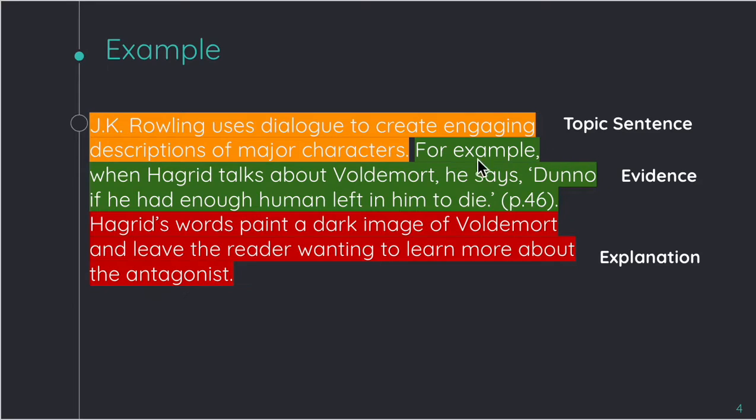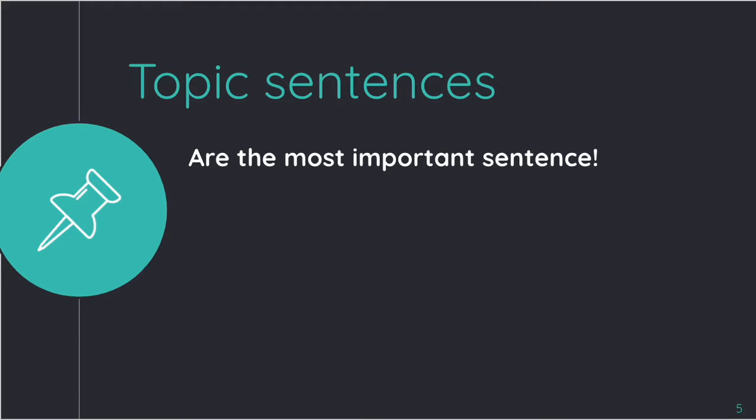And so here they are highlighted for you. So we've got our topic sentence, we've got our evidence sentence, and then we've got our explanation sentence. Let's take a look at topic sentences in more detail.